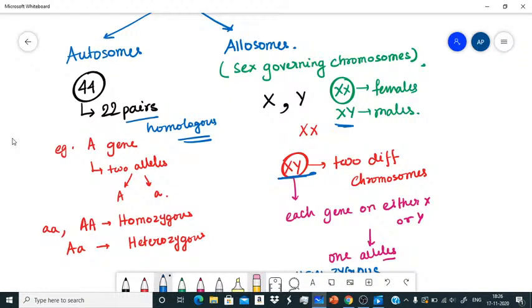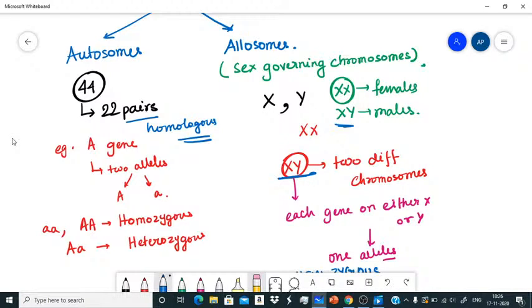But this situation is not possible in the case of human males. Why is that not possible? Because in human males the allosomes have an XY arrangement, right? Even though we are writing them as a pair, they do not form a homologous pair. They are a non-homologous pair, because the chromosomes are entirely different. X is an entirely different chromosome, whereas Y is another entirely different chromosome, right?